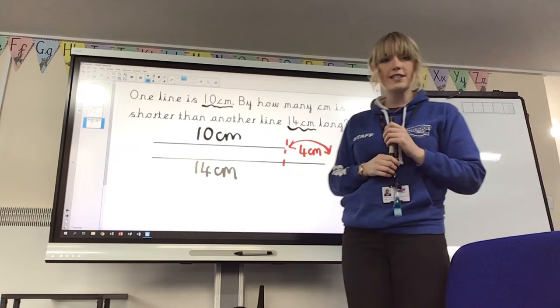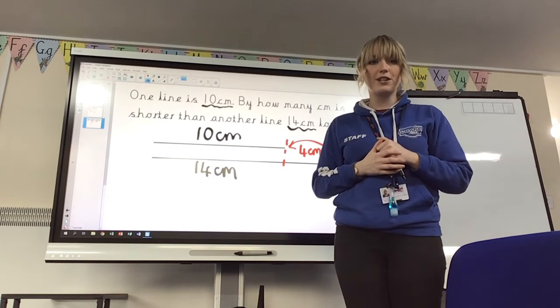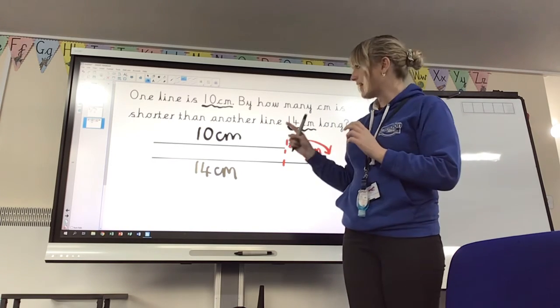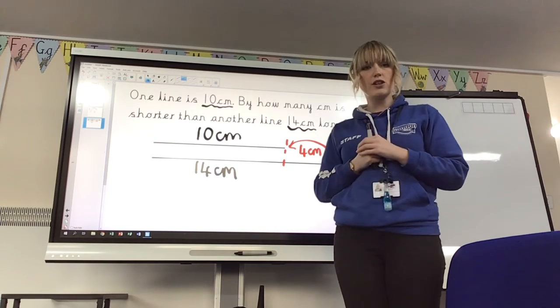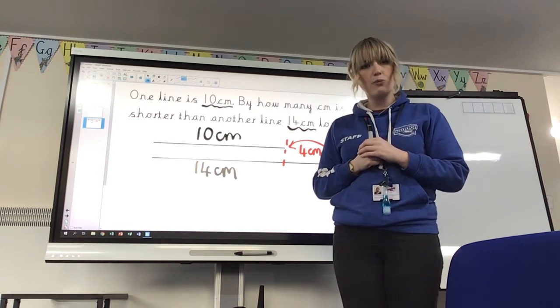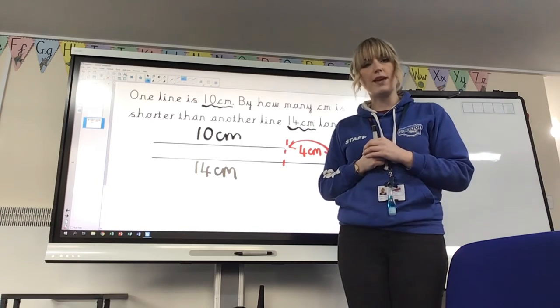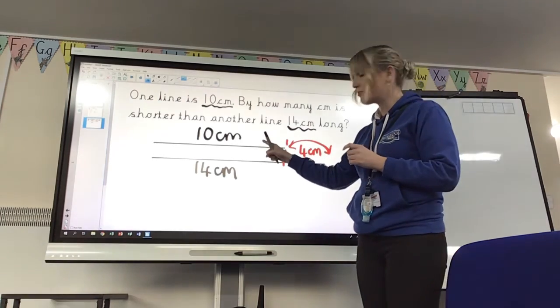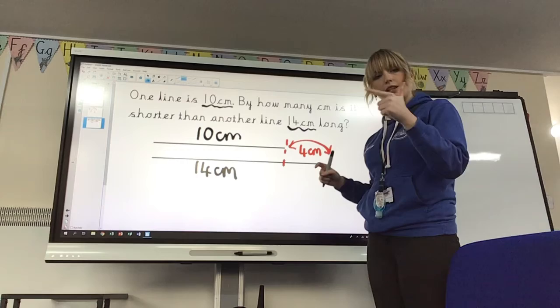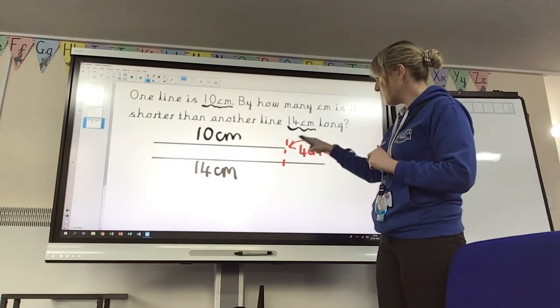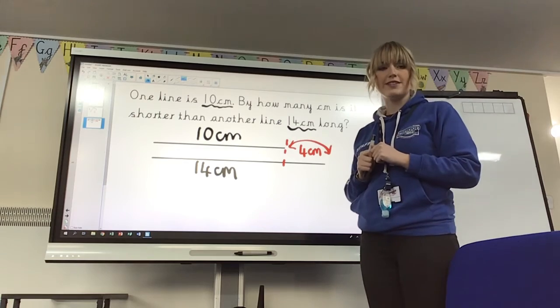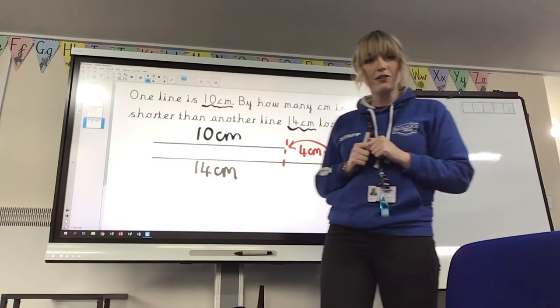So I think you've got a similar question in your booklet today. So get your whiteboard and pen or your exercise book and have a go at drawing the two lines and working out what the difference in the numbers would be. So you start at the smaller number and you're counting up until you get to the bigger number to see how much is in between and what the difference is. I'm sure you'll do great today.